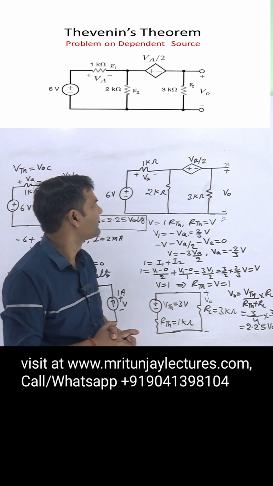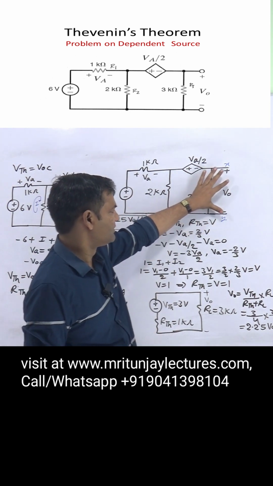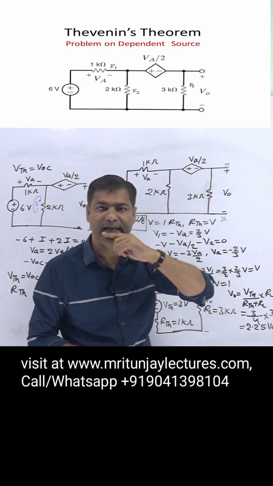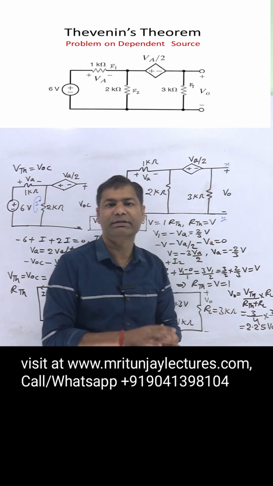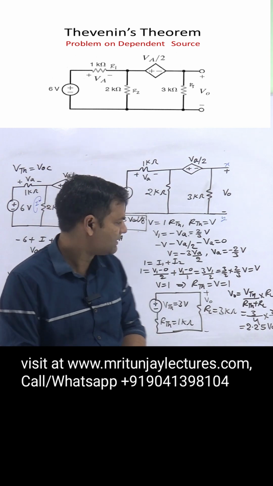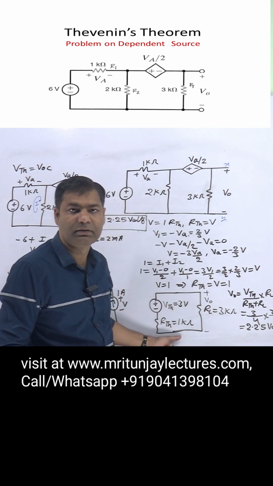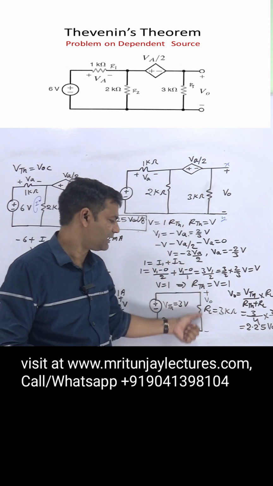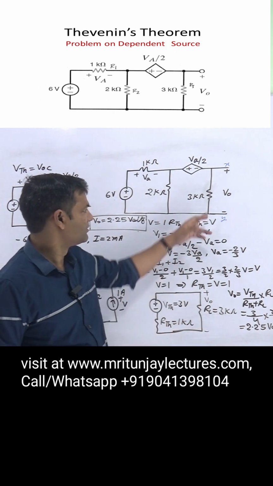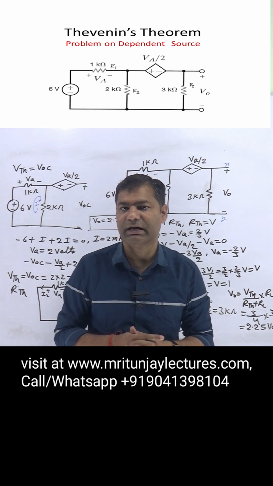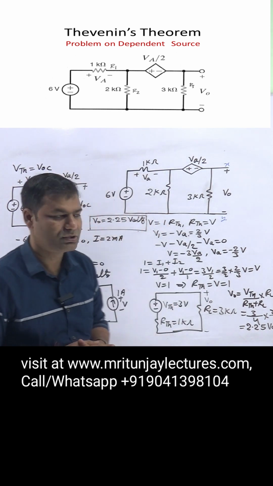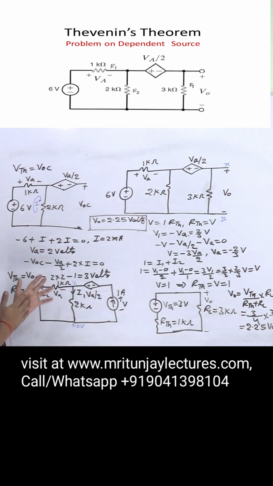After that, since this one is the load resistance, first of all it is removed and this circuit is converted to its Thevenin's equivalent like this one. After that, connect RL and determine V naught. So first of all, our motto is to determine RTH and VTH. How can we determine VTH and RTH?